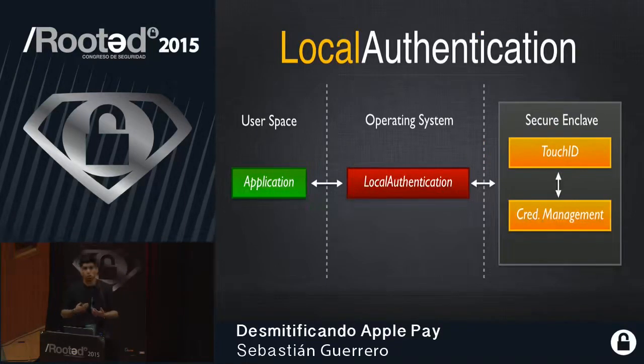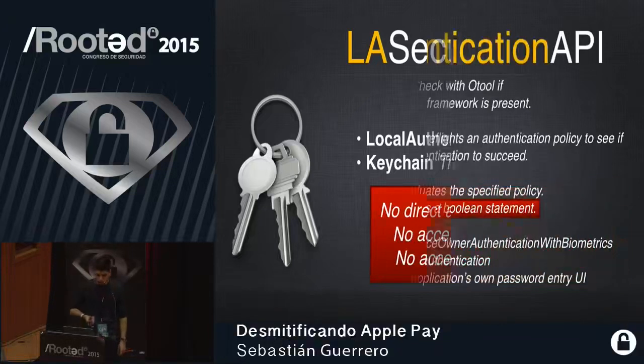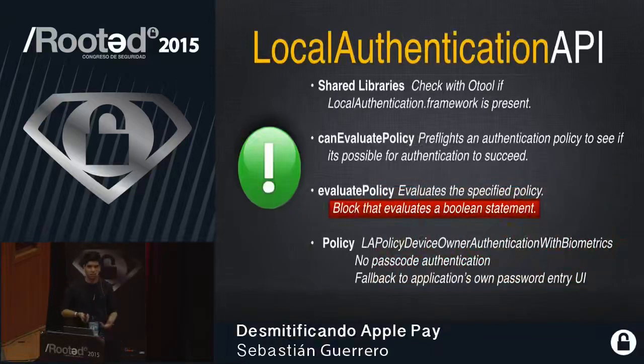Regarding the implementations of local authentication, you can use several strategies with it. I will skip it very quickly. LA security, local authentication, trusts the OS. Keychain trusts the secure enclave. There is no direct access to the secure enclave, no access to registered fingers, no access to the fingerprint image. The verification comes from the hardware and the operating system.